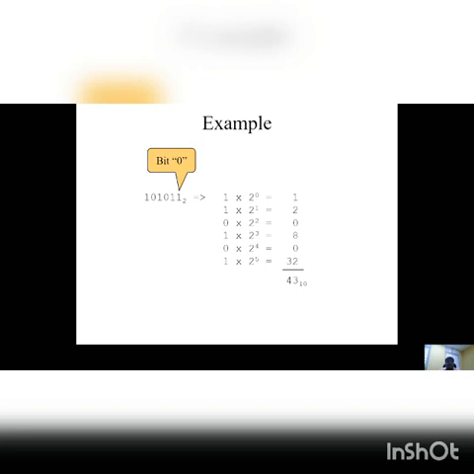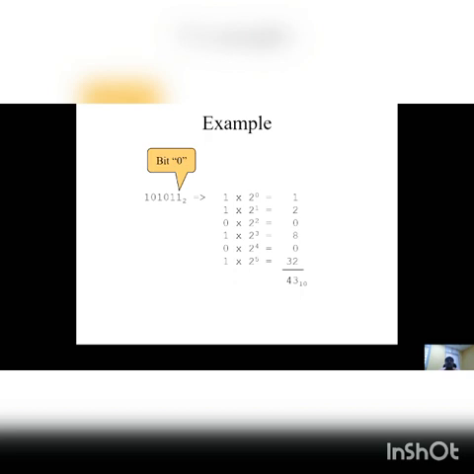Now we see the example. The binary number is 101011. We start from the last bit. We multiply by 2 to the power 0, then the next one by 2 to the power 1, then 0 by 2 to the power 2, 1 into 2 to the power 3, 0 into 2 to the power 4, and 1 into 2 to the power 5. So 1 into 2 to the power 0 is 1, and 1 into 2 to the power 1 is 2.